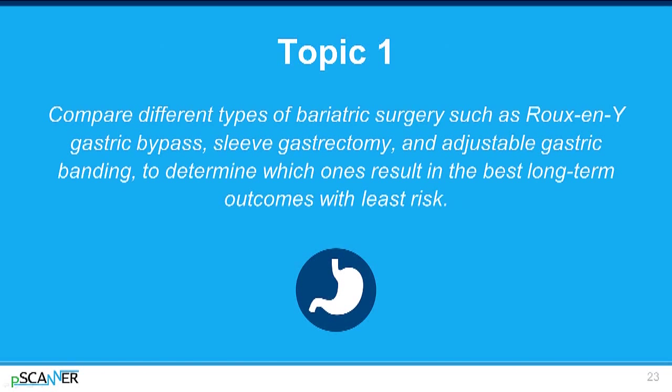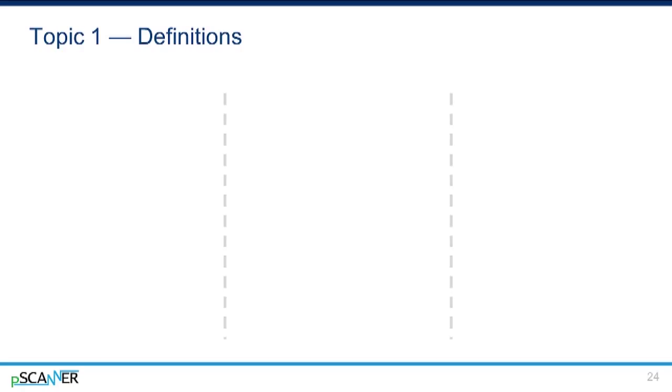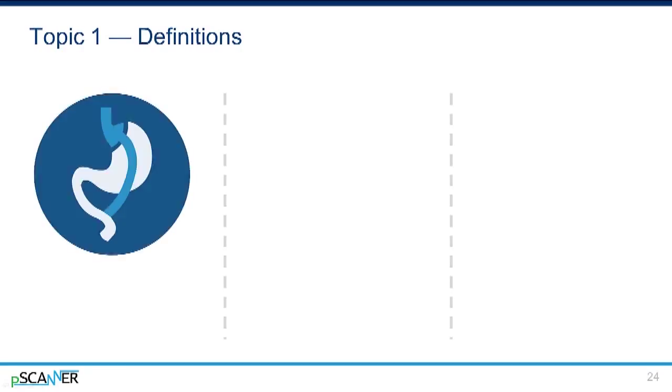Topic 1. Compare different types of bariatric surgery, such as Roux-en-Y gastric bypass, sleeve gastrectomy, and adjustable gastric banding, to determine which ones result in the best long-term outcomes with the least risk. There are 3 types of stomach surgery that may be used to treat severely obese people. The first is gastric bypass.